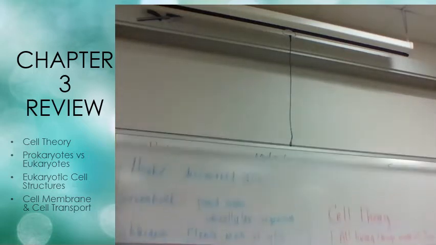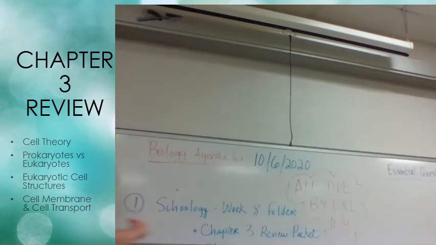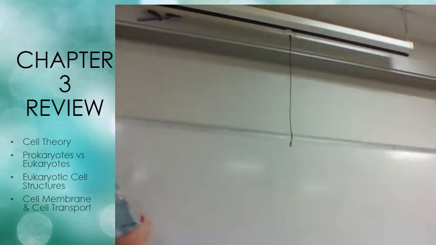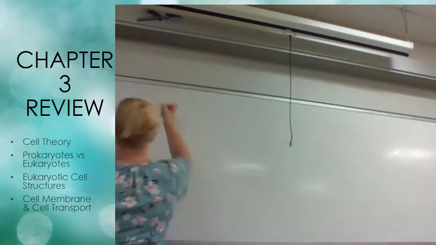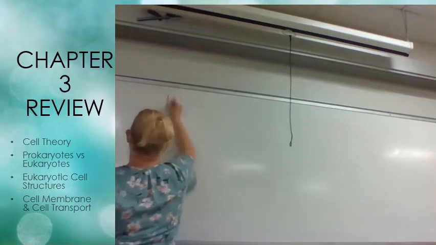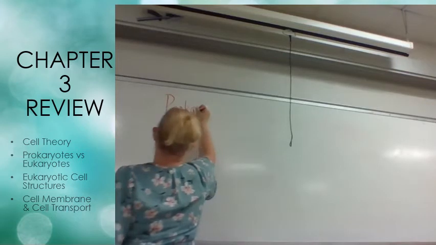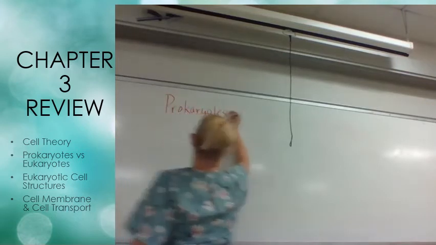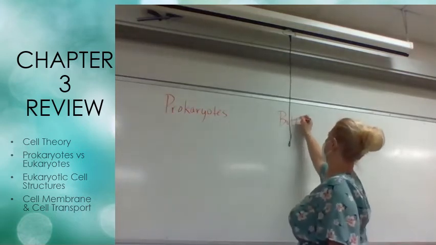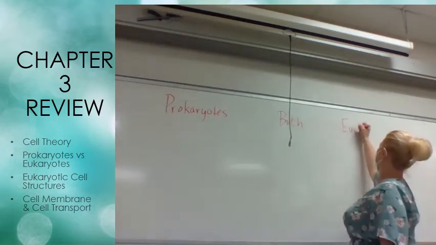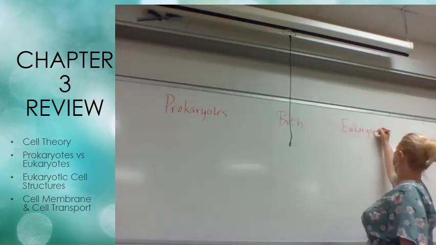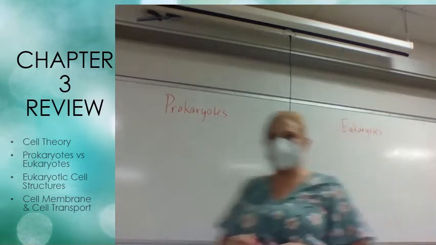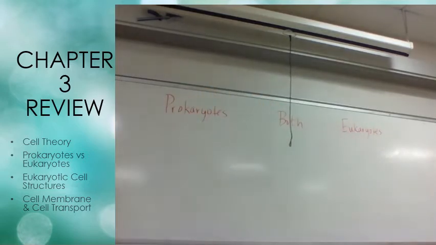We talked about prokaryotic cells and eukaryotic cells. Those are the 2 categories that all cells belong to. So I'm going to put here prokaryotes, I'm going to put here both, and eukaryotes. Okay. So if we're talking about prokaryotes, both, or eukaryotes, you had to do an activity that you had to choose different parts and decide if it belonged to prokaryote, eukaryote, or both.